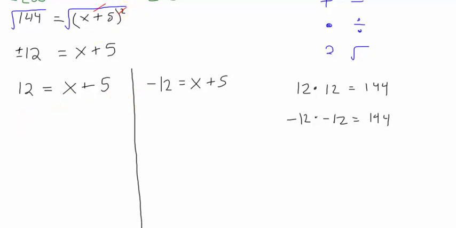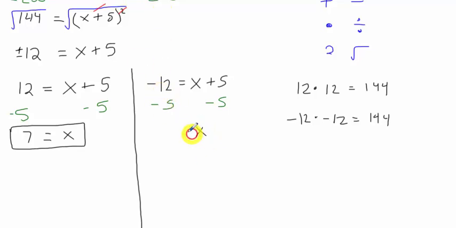And now there's only one step left. We can handle this. Let's subtract 5 from both sides. And now x is finally isolated. We have 7 for x. Okay, and then on the other side, over here, we also have one step left. Subtract 5, and x is by itself again with a negative 17 this time. So we have two answers for x, 7 and negative 17.